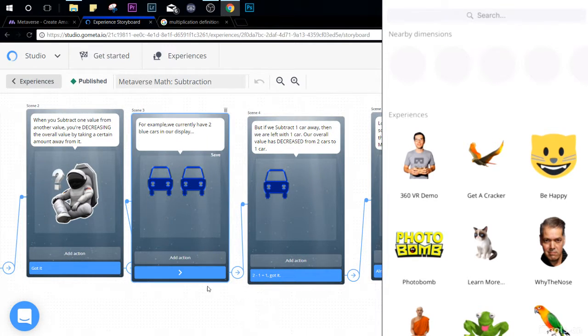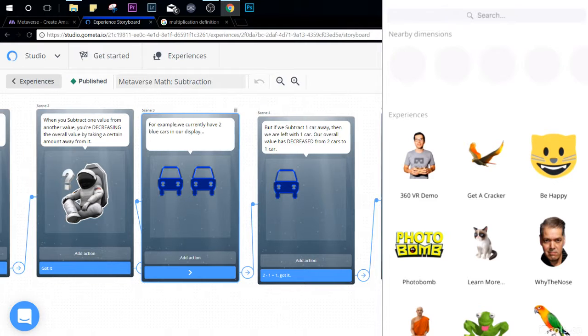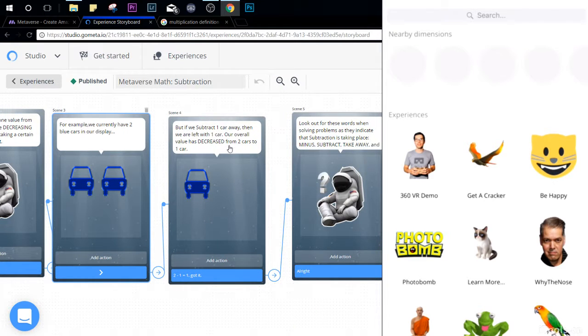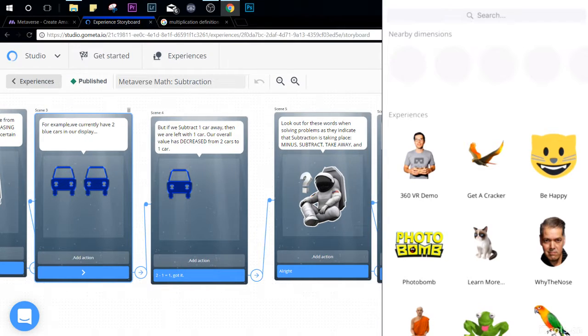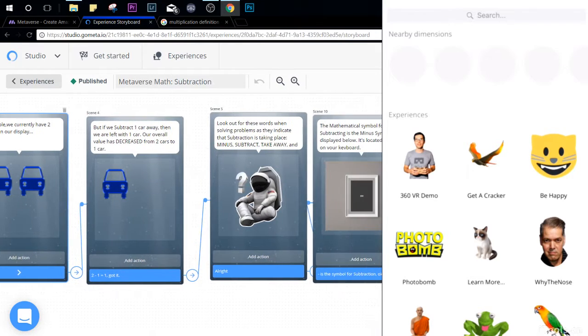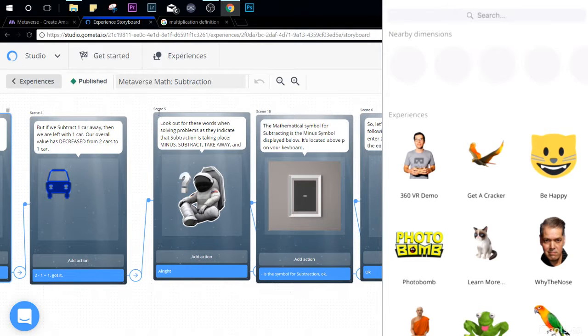I use this example where I created these graphics beforehand, and it's the opposite of our addition, where we start off with a big number and then we go down to a small number. So we start off with 2, that's our overall value, but if you subtract 1 car away, then you're only left with 1 car. So even in the response, I put 2 minus 1 equals 1. I think that's a good way to reinforce the correct answer with whatever you're doing, even if it's not specifically math.